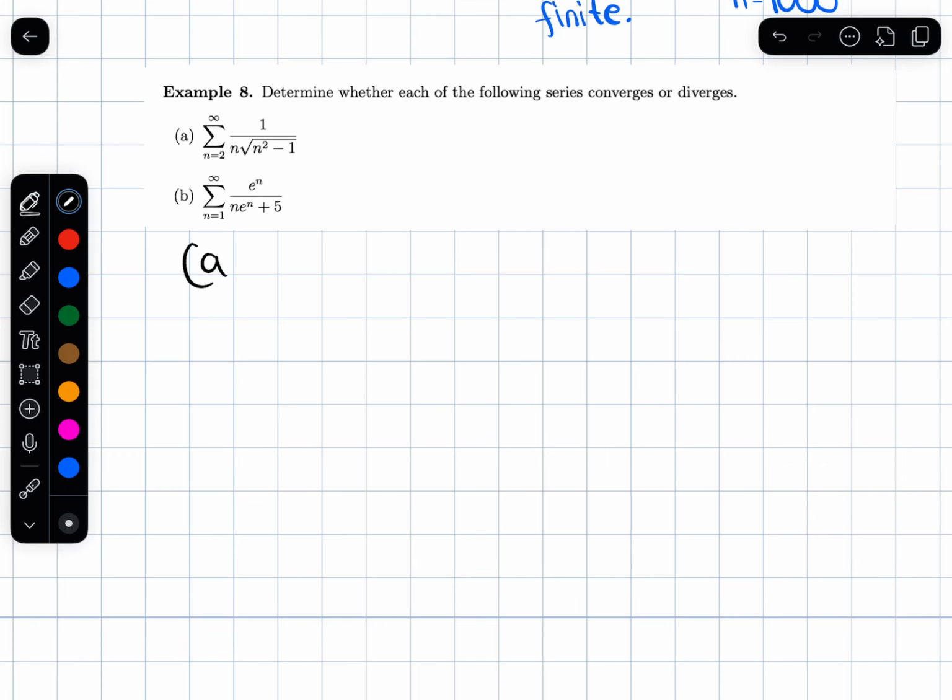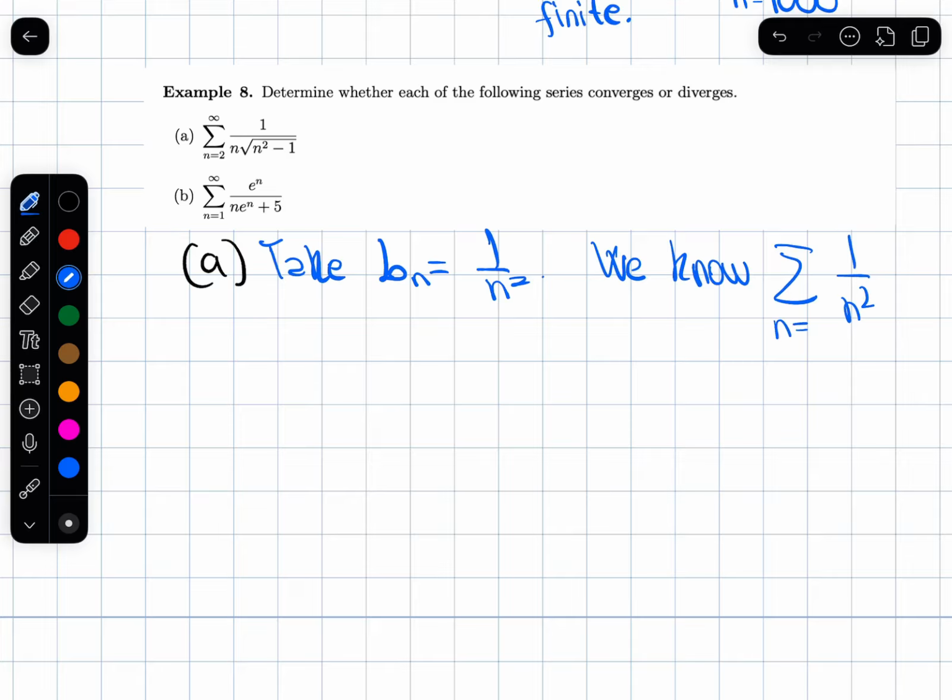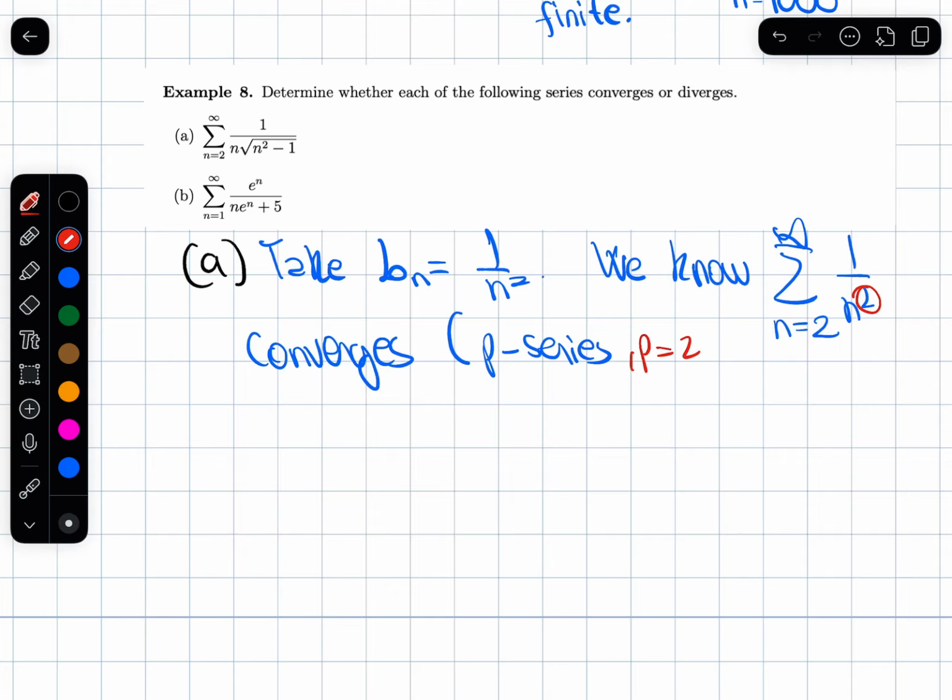For a, I say this. I say take bn to be 1 over n squared. We know this converges. And I'll start at 2 here because that's where my series starts. And it's a p series. Here, p equals 2. I always have to give my reasons. Always, always. Doesn't matter how obvious I think the reasons are. I have to give them.